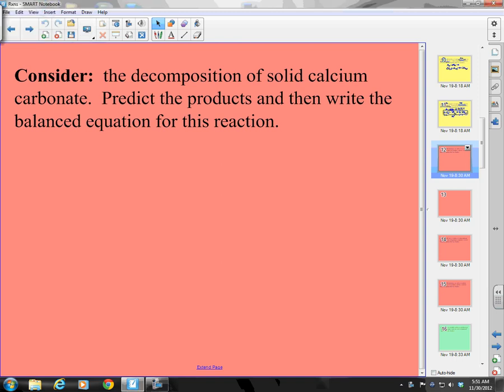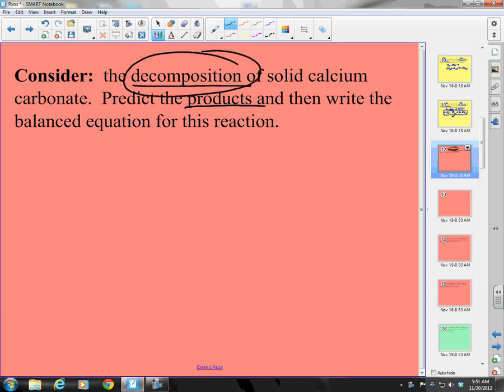Welcome back, and we are discussing reactions. Let us start right away with this. Consider the decomposition of solid calcium carbonate, predict the products, and then write the balanced equation for that. So we are talking about something called decomposition.